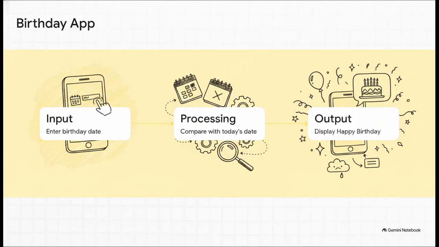Imagine a super simple birthday app. You input your birth date, the app then acts kind of like a bouncer. It processes that input by comparing it to today's actual calendar date. If it's a match, it outputs a big, happy birthday. If not, you just get a standard screen. That quick little comparison is processing in action.